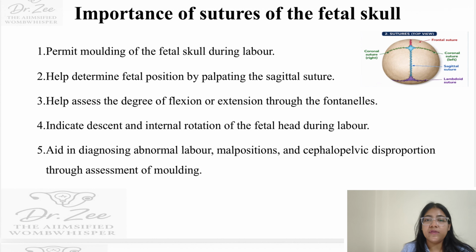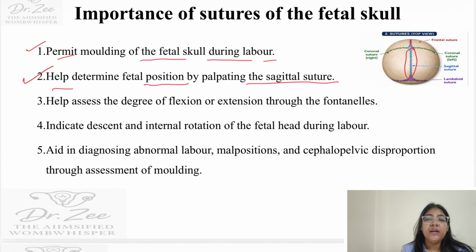And what is the importance of sutures in the fetus? Why are the sutures membranous in the fetus and bony in the adult? Obviously, when it becomes bony, you cannot compress. There is no space. But in the fetus, the sutures are membranous, so the bones may glide over the suture, and it helps us in some ways. So what is the importance? I have written it point-wise, so it will be easier for you to answer during your viva or even write during the exams. It permits molding of the fetal skull during labor. It helps determine the fetal position by palpating the sagittal suture.